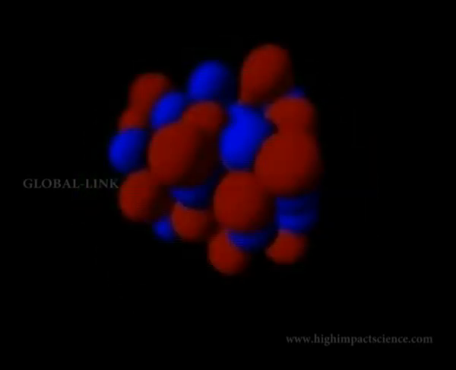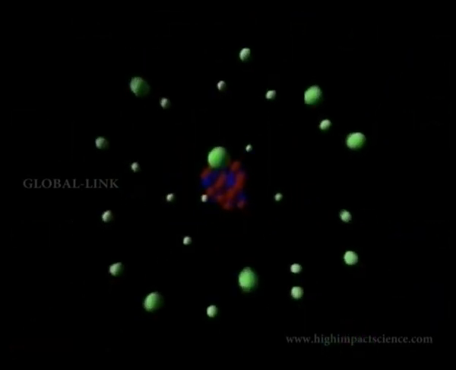Each kind of atom is identified by the number of protons and electrons it has. A hydrogen atom has just one proton and one electron. An oxygen atom has 8 protons and 8 electrons. An iron atom has 26 protons and 26 electrons.